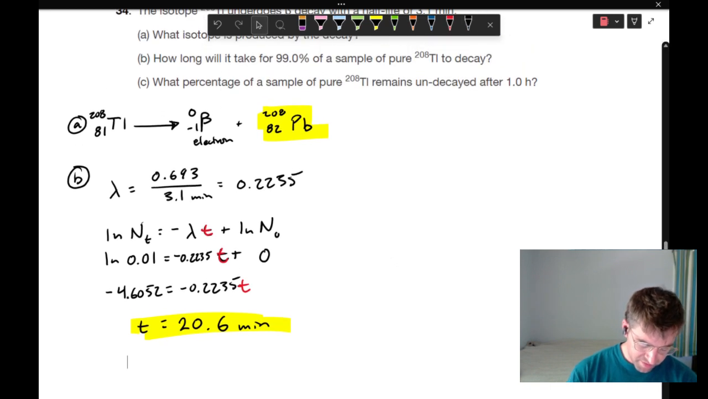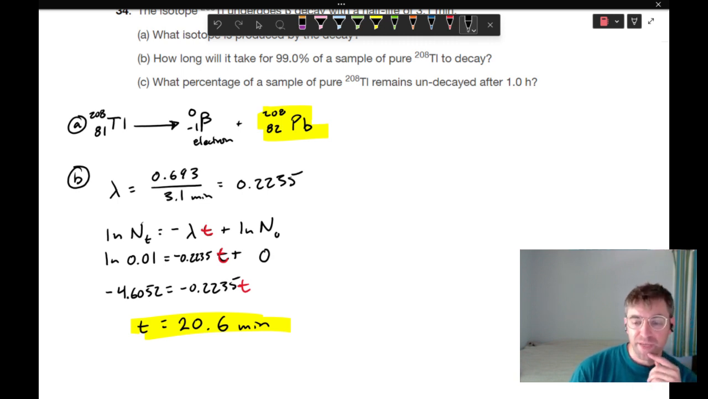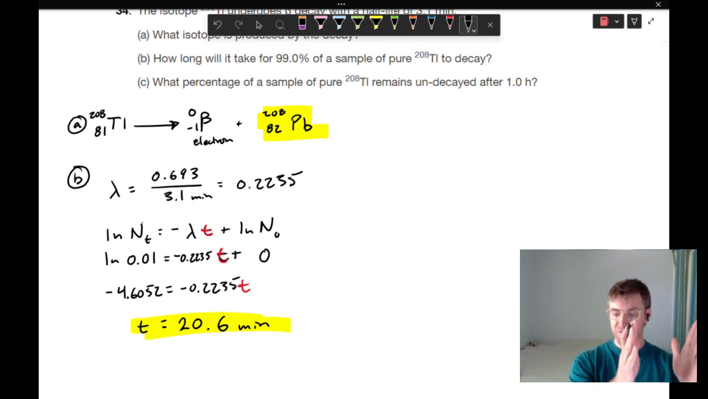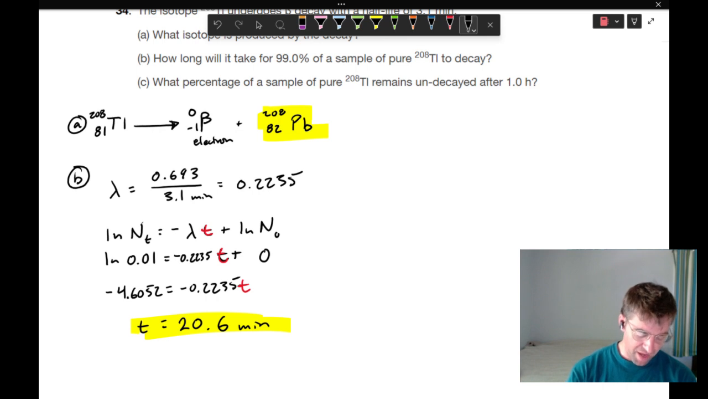Does this make sense? So with a half-life of, what did we say, 3.1 minutes, basically after 20 and a half minutes, a lot of half-lives will have happened already. And so with the first half-life, you end up with 50% of that sample. With the next half-life, you get 50% of the remainder, and then on and on and on. So yeah, that makes sense.